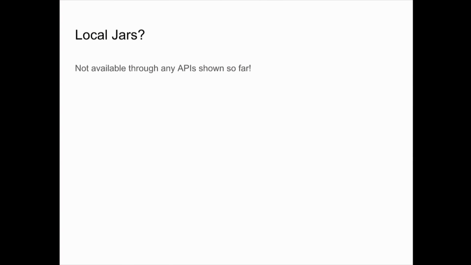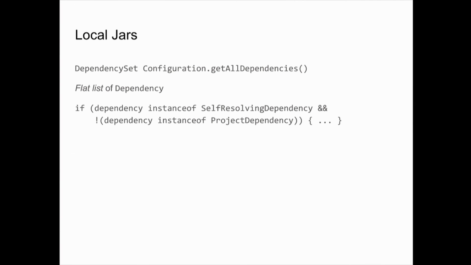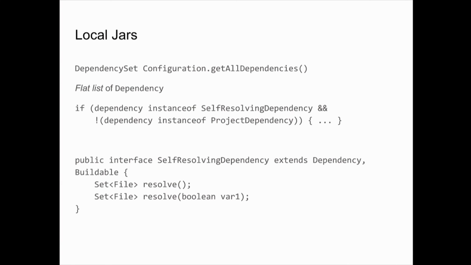Okay. So we saw two APIs so far, and to our surprise, those APIs don't actually return any local jars. So if you have a jar somewhere in a lib folder and you depend on it, well, you just don't see them. So third API, configuration get all dependencies actually returns a flat list, again, of dependencies. But if they're of type self-resolving dependency, but not of type project dependency, then they happen to be local jars. And so then self-resolving dependency has a resolve list of files, and generally it's just one file because if you just do compile foo.jar, then you'll get just a single foo.jar in there. And we don't care about the version here because there's no versioning anyway.